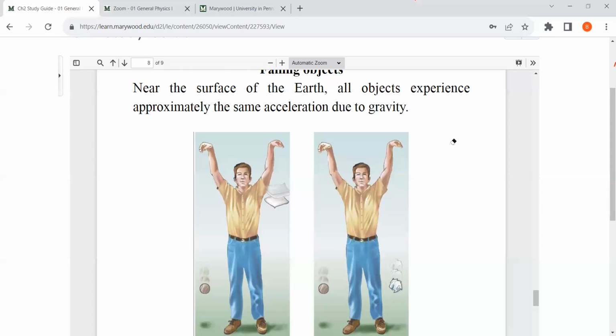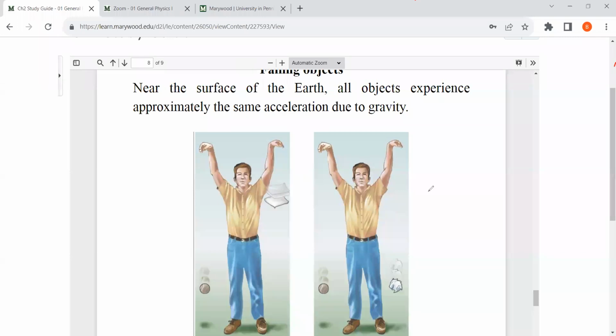Okay, so if there is no resistance due to the air, then earth basically pulls everything toward it at the same rate, the same rate of acceleration. So the rate at which earth pulls everything downward, we call it the acceleration due to gravity.